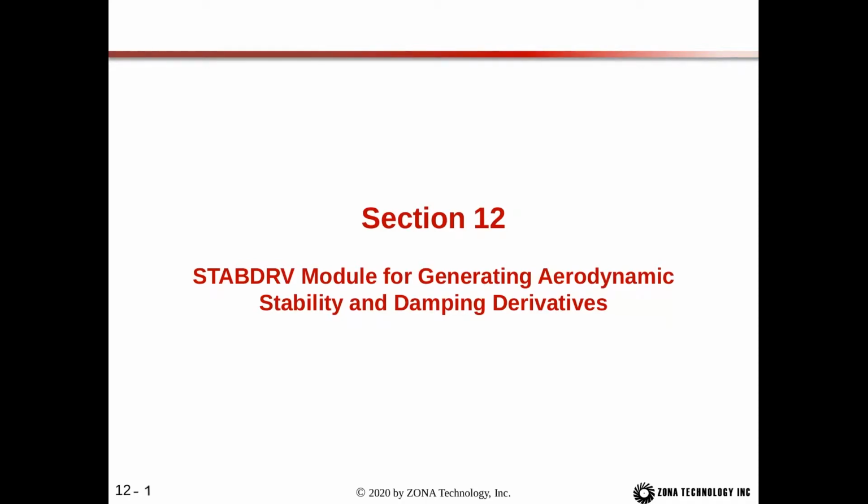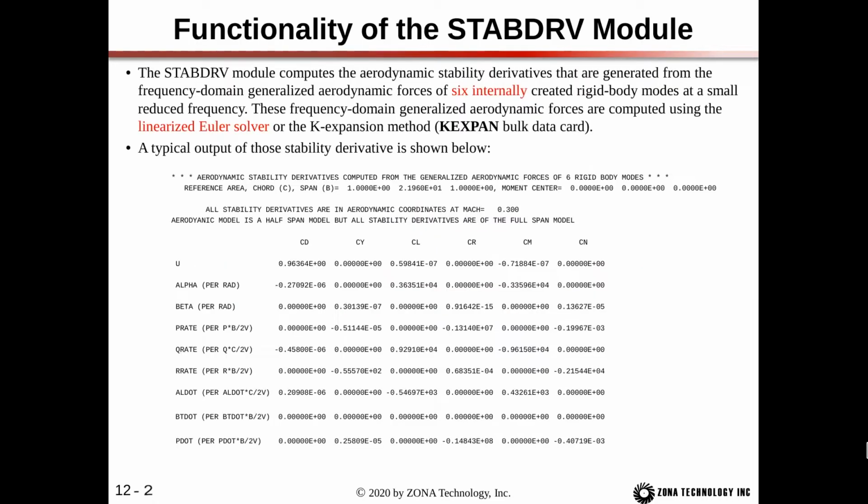Let's continue ZEUS training. Section 12, Stability Derivative Module for generating aerodynamic stability and damping derivatives. The functionality of this module is to compute the aerodynamic stability derivatives that are generated from the frequency domain generalized aerodynamic forces at 6 internally created rigid body modes at a small reduced frequency. These frequency domain generalized aerodynamic forces are computed using the linearized Euler solver or the K-expansion method.